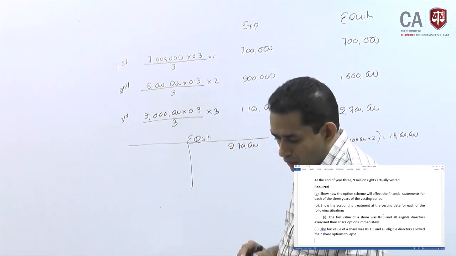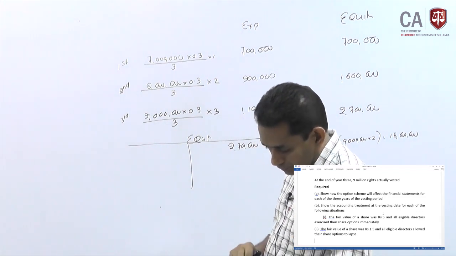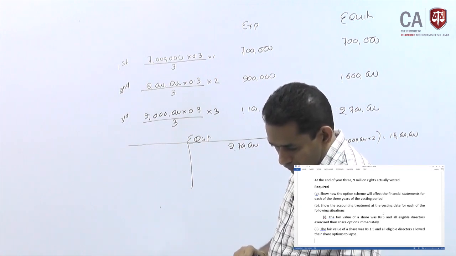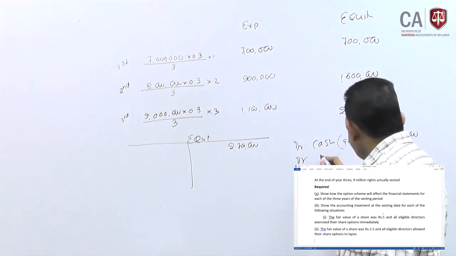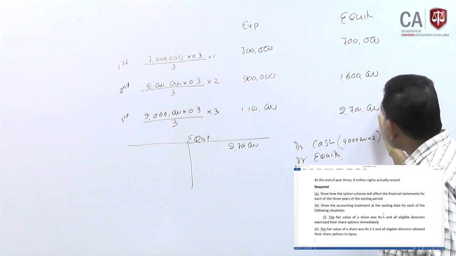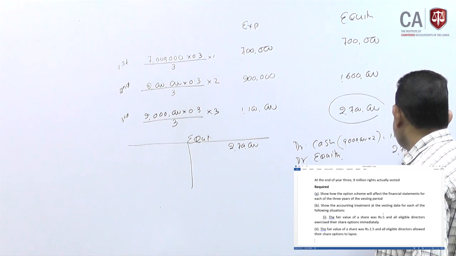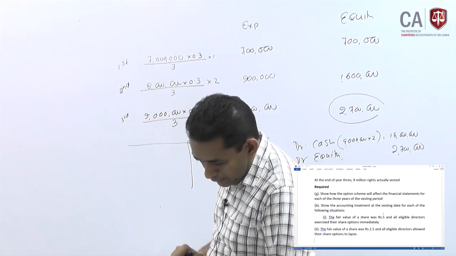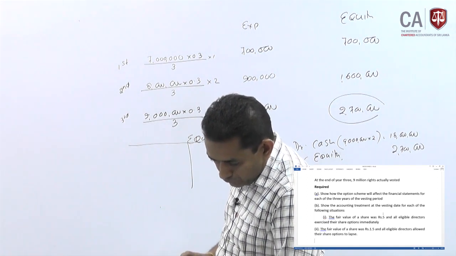What is the value of a share? Value of a share is... we will first debit to equity. This equity account balance should be debited by 2.7, that also goes to share capital, 2.7 million. And then the amount to be taken to share capital account.